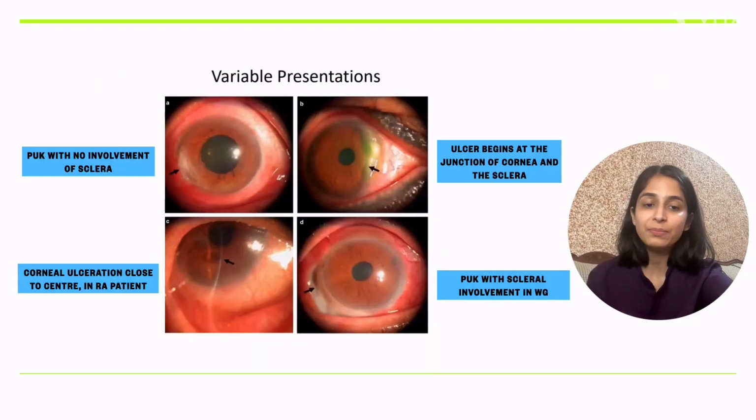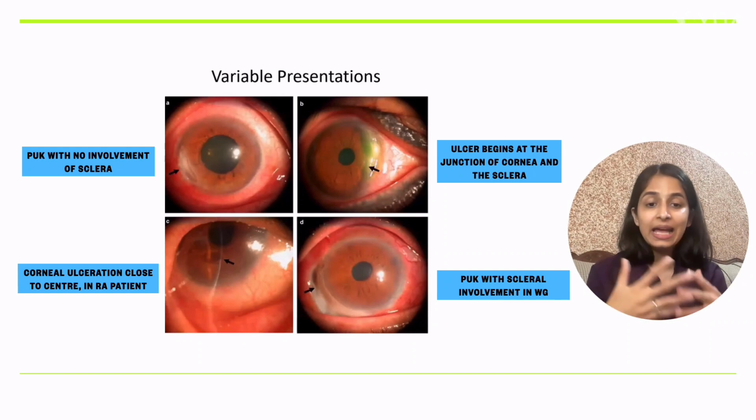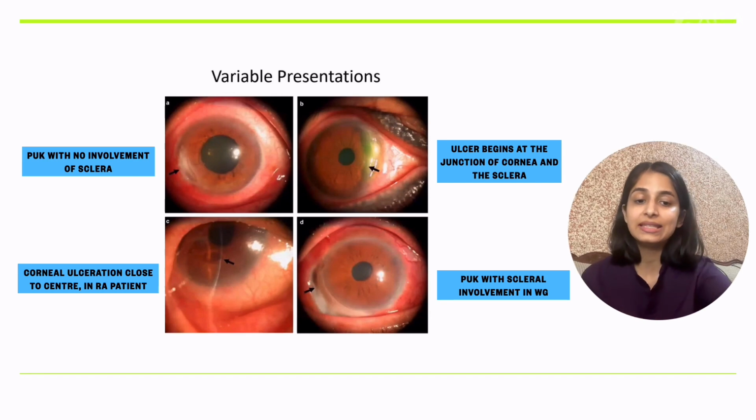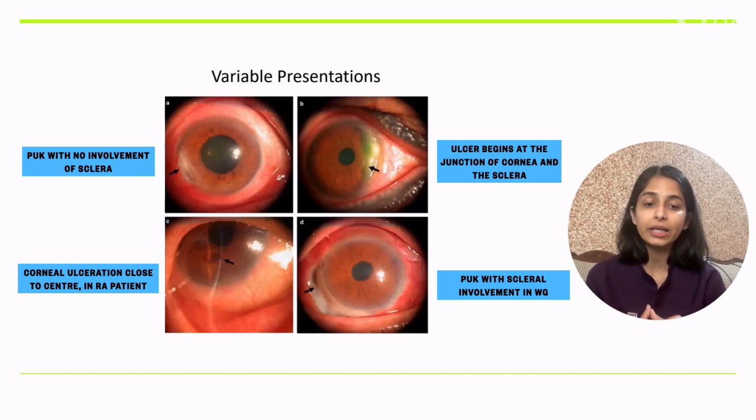Now PUK can present with varying degree of severity and underlying associations. Now in the first image, the PUK is not associated with involvement of sclera, focusing primarily on the corneal periphery. In the second image, it highlights the typical starting point, that is at the junction of cornea and sclera. In the third image, there is a patient of rheumatoid arthritis where the corneal ulceration has progressed close to the center of the eye, which can significantly affect the vision. In the fourth image, PUK is presenting with the scleral involvement, a more extensive presentation often seen in patients with Wegener's granulomatosis.